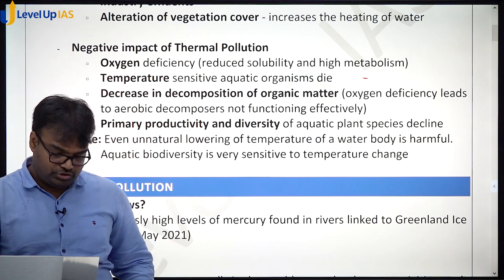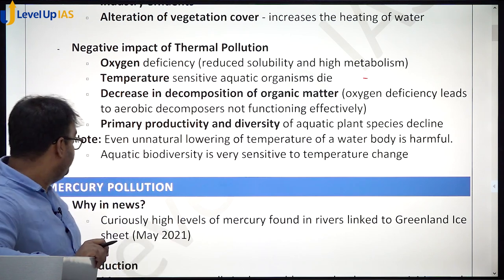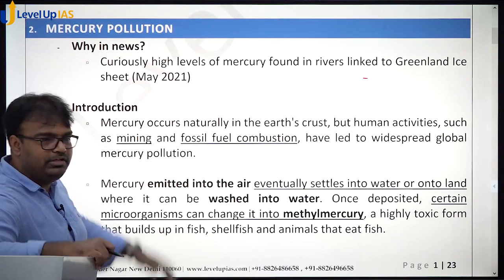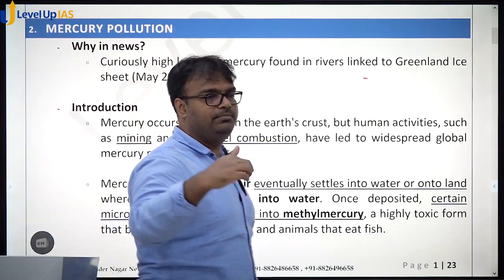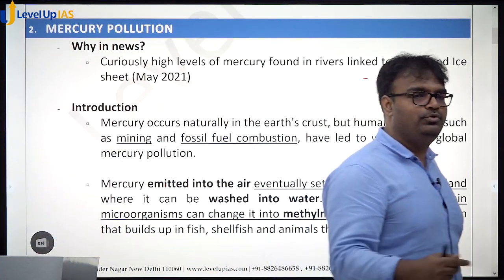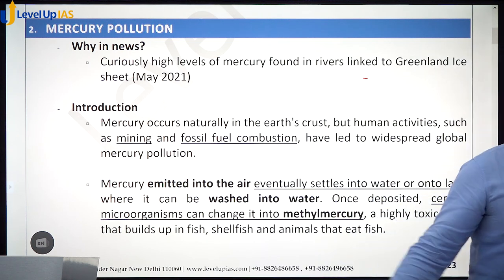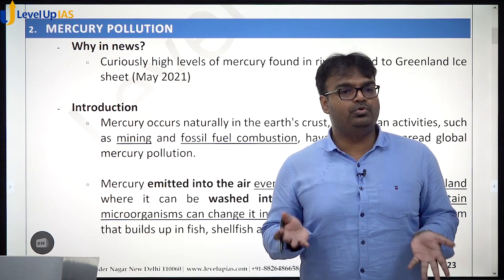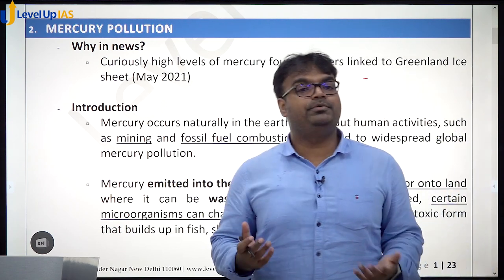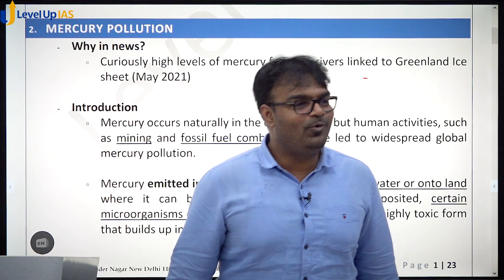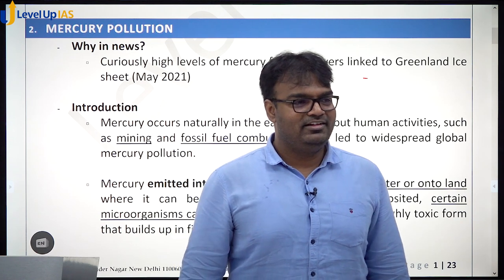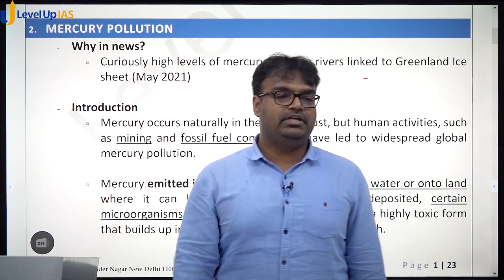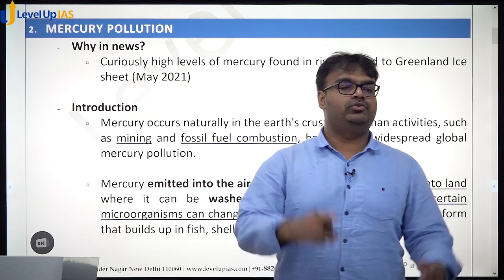Now, let's talk about mercury pollution. Mercury pollution is an air pollutant, a water pollutant, and a soil pollutant. We are looking at it under water pollution, but please note, when you breathe in mercury vapors, it's air pollution. Most of the mercury is produced by burning of coal. When coal is burned, vapors and smoke are released, and they also contain mercury.